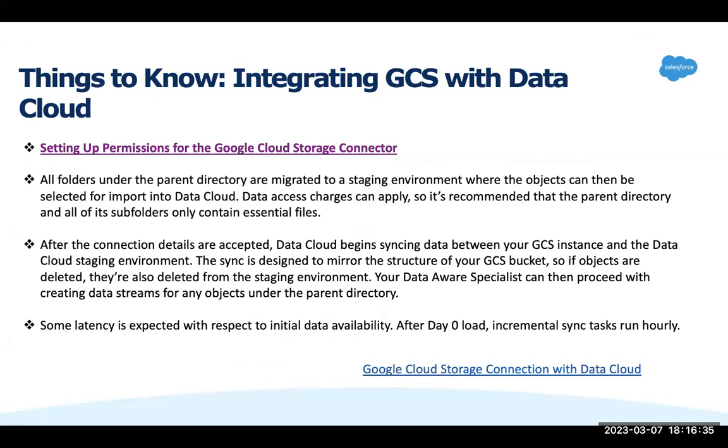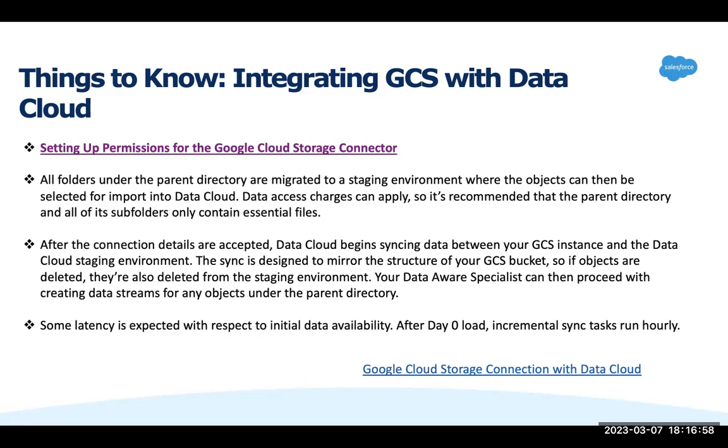And at the same time, when you're migrating from staging to production, all your objects can be selected and imported into Data Cloud. Because when your Google Cloud Storage parent directory was in staging, you could go and target your staging environment for all the secret keys and all the credentials. And then it automatically chooses the flat files, and the data will be imported into Data Cloud.